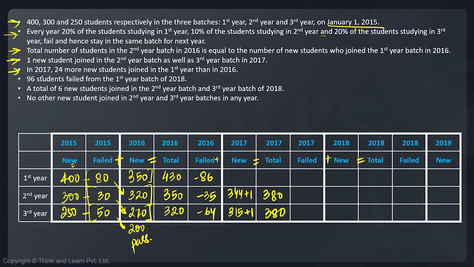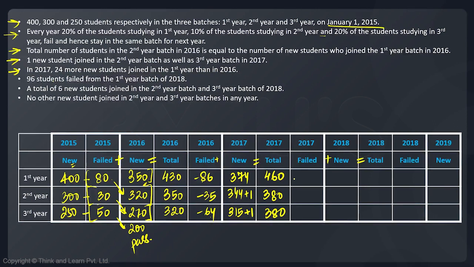The next bullet point says in 2017, 24 more new students joined in the first year as compared to 2016. So if you look at 2016, there were a total of 350 students who joined in the first year. It says 24 more, so this is going to be 374. So 86 plus 374, we will have a total of 460 total students in the year 2017.